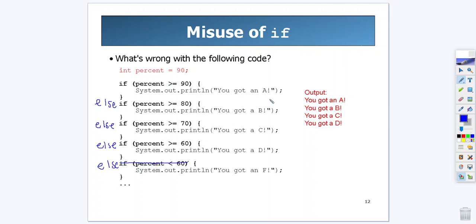Either I got above a 90 and I got an A, else if I got above an 80. Well, the difference between this and the previous way it was written is that here, I already made a decision. I'm not going to keep checking. As soon as you make a decision in an if else, you're done making a decision, and you can continue on.